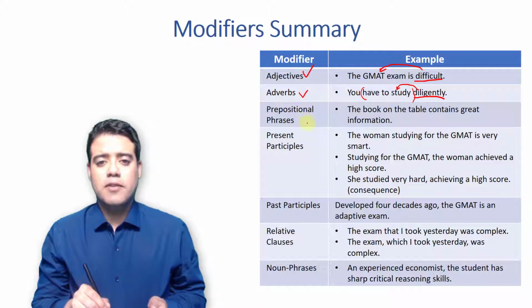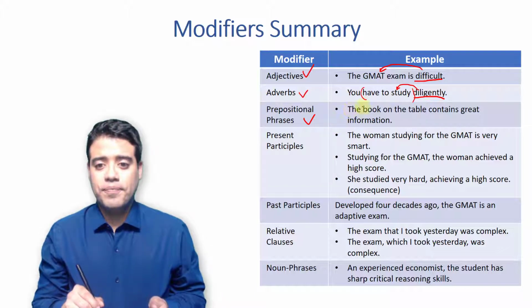Then you have prepositional phrases. Prepositional phrases begin with prepositions such as in, on, at, of, etc. For instance, the book on the table contains great information. On the table is a prepositional phrase that describes the book.